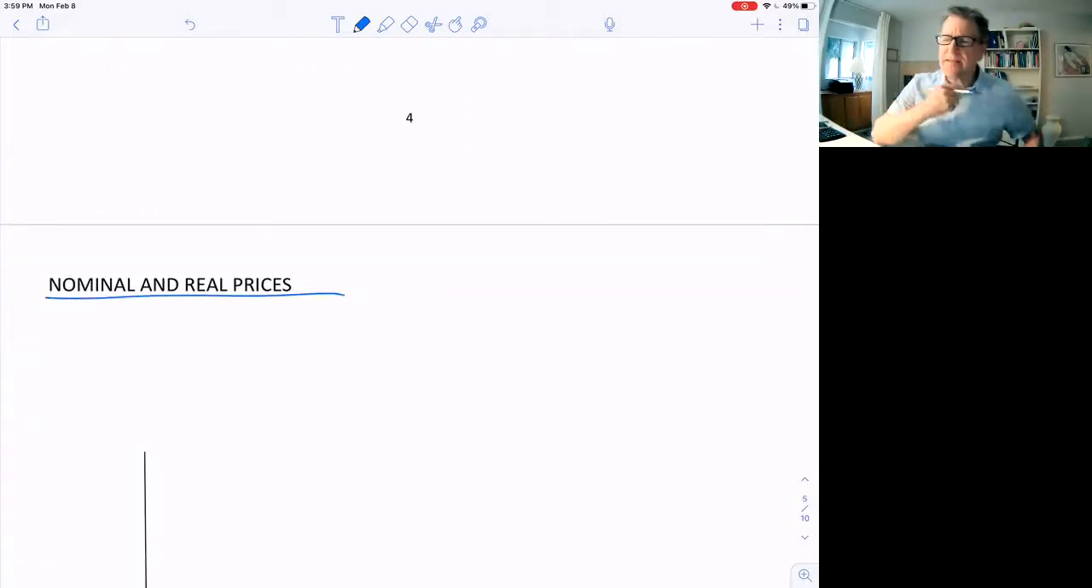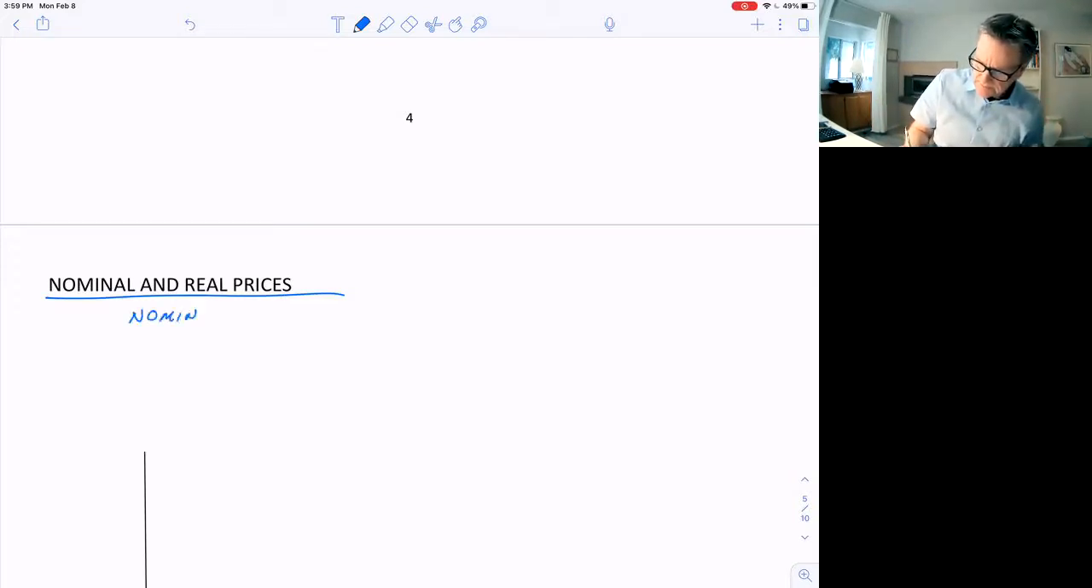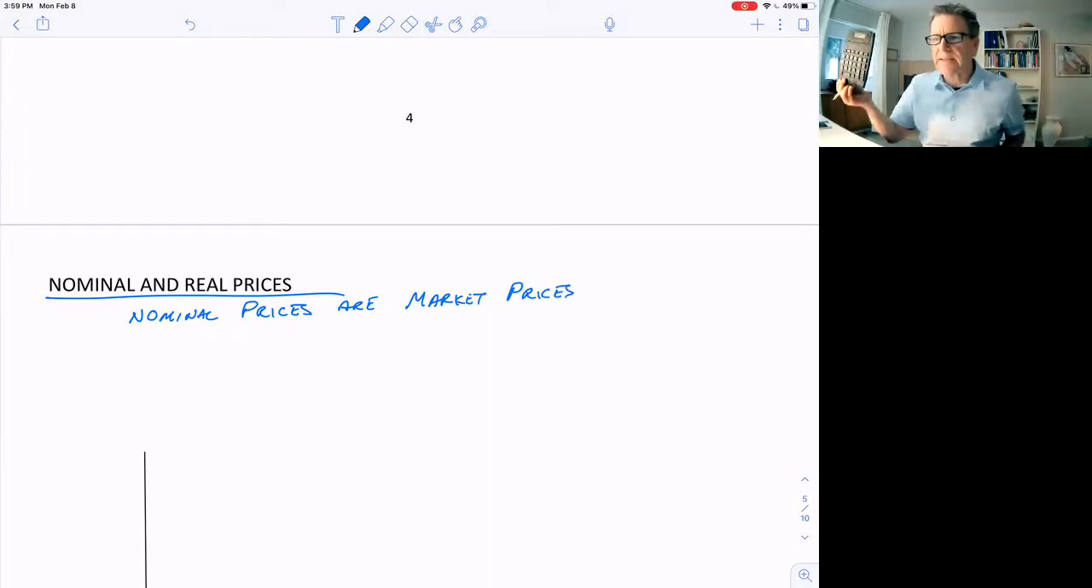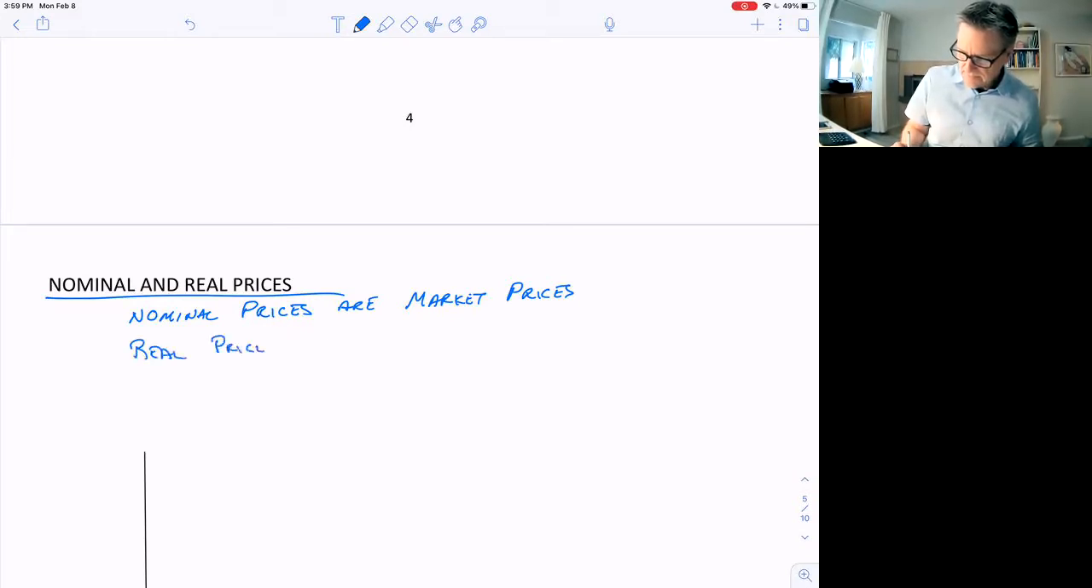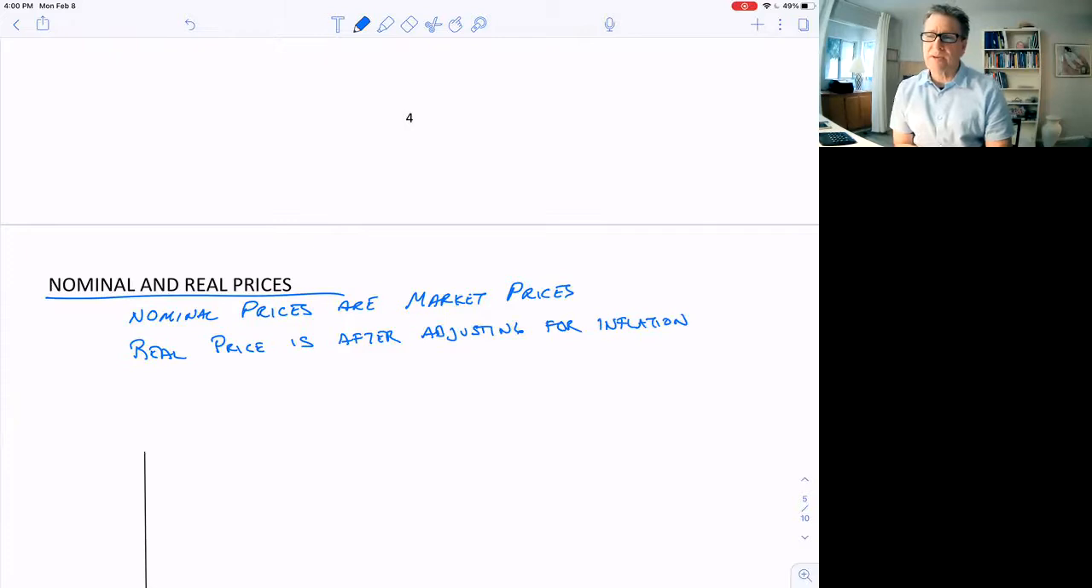So we want to distinguish between nominal prices and real prices. Nominal prices are just the market prices. So when we talk about the price of something, we're talking about the price of this calculator. That's a nominal price. The real price is after adjusting for inflation. So we want to know the real price because we want to see how it's changed over time. Over time, has the real price gone down or has the real price gone up? Has it been going up more than the average in the basket or less than the average of the basket?